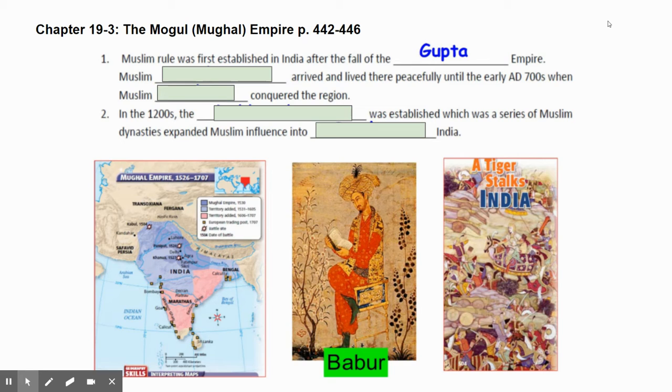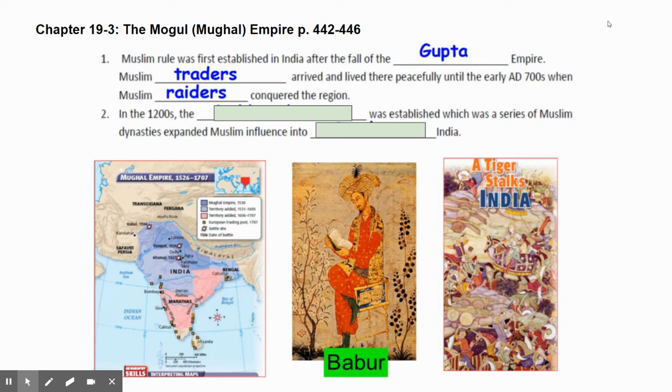As Islam established itself off to the west of the subcontinent, eventually Muslim traders are going to arrive in this region. We talked a little bit about Mahmud in our last section of notes and a little bit about Tamerlane. These were men who, for the most part, introduced Islam to this region. And so, by the time we get to about the early AD 700s, Muslim raiders were able to conquer this region.